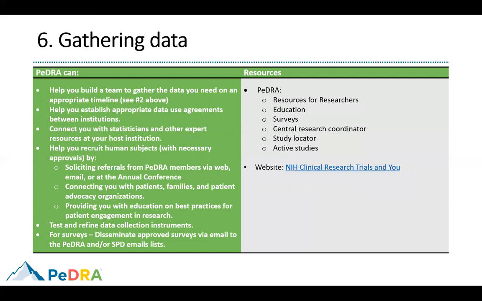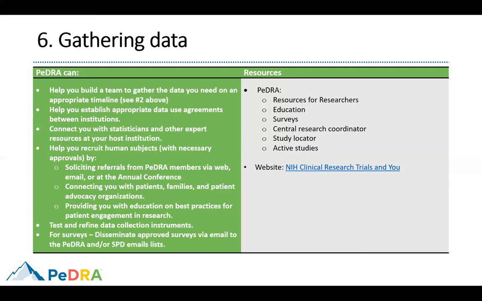Gathering data. Now, there's a few different things that PeDRA can do when it comes time to gather data. One, we can certainly provide administrative support, some of the things I've touched on already. Make sure you have the right contractual arrangements in place to collect data across multiple institutions. We can connect you with resources at your institution early on to make sure that you're collecting data in the best possible way and storing data in a safe way. Things many investigators are probably well aware of. We are here to help with that.